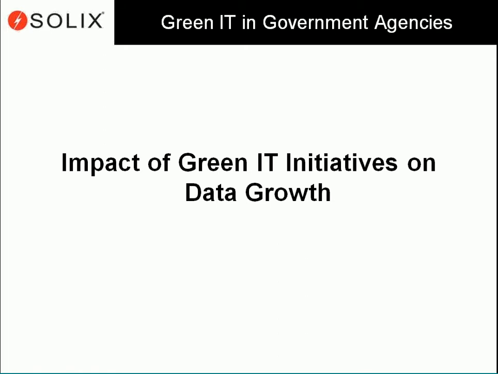Minimizing energy use or increasing energy efficiency within data centers. And so I think another very, very critical argument for doing effective storage management and getting things under control.